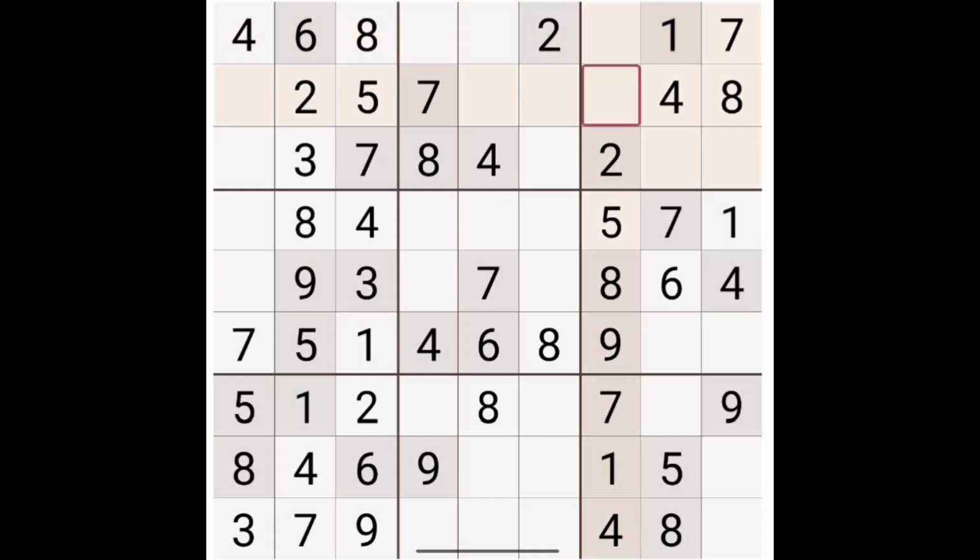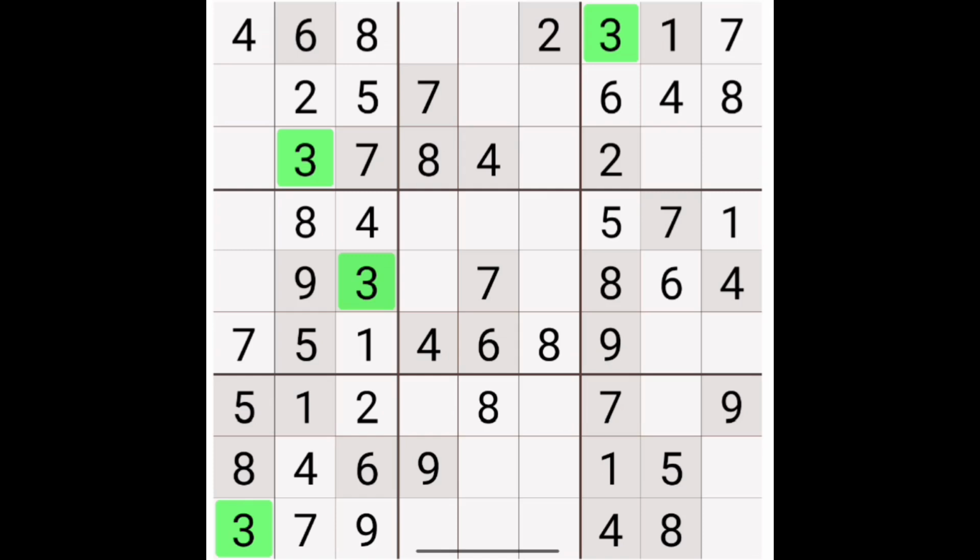Now let us fill this column. This seventh column, 2, 5, 8, 9, 7, 1, 4 are there. So 3 and 6 are missing. So 6 we cannot write, because if you go to left hand side of this cell, 6 is there. So we cannot write 6 there. So 6 is here and 3 is here.